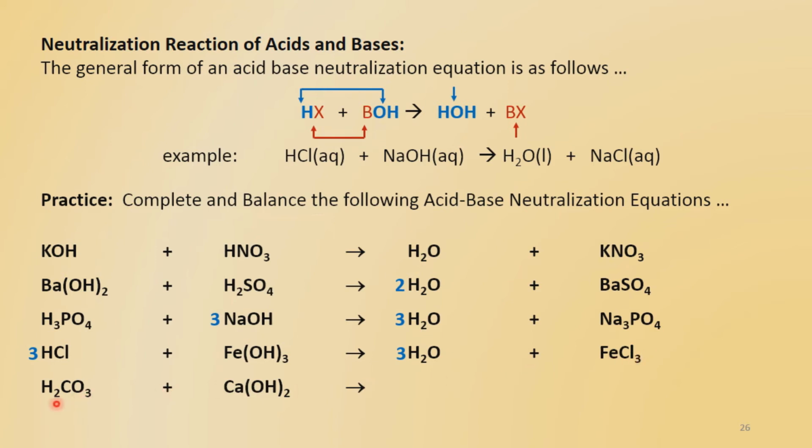And finally, carbonic acid is diacidic, calcium hydroxide is dibasic. They'll react in equal quantities producing 2H2O, and the salt, in this case, is calcium carbonate, which happens to be an insoluble salt.